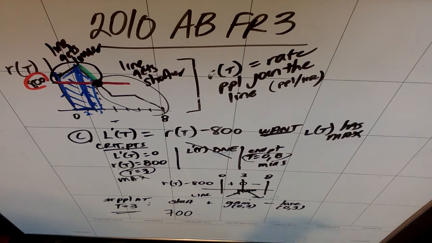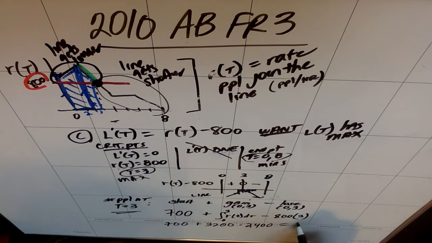Well, that's 700. Plus, I gained the number that I actually had in part A, this blue area that I found. I gained the integral from 0 to 3 of r of t dt, which was totally my part A. And I lost 800 times the 3 hours because I lost 800 people each hour. So I end up getting 700 plus the 3200 that was my part A answer minus 2400 for a net value of 1500 people in line. So the longest this line ever gets is 1,500 people, which is a pretty epic ride, I would hope, because that's a lot of people.